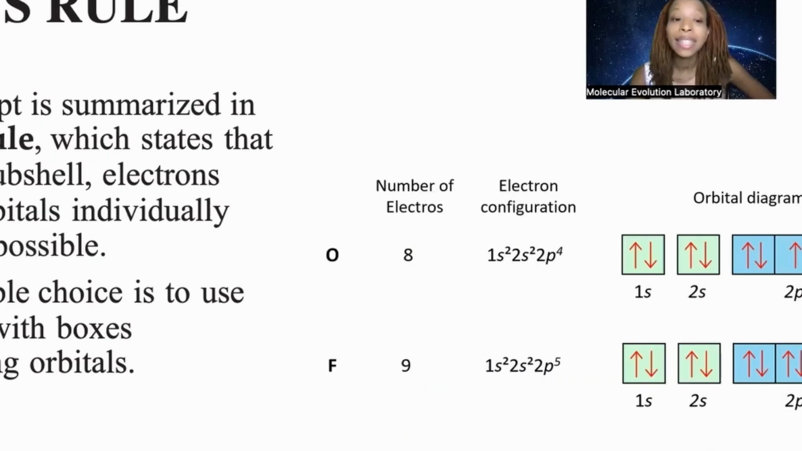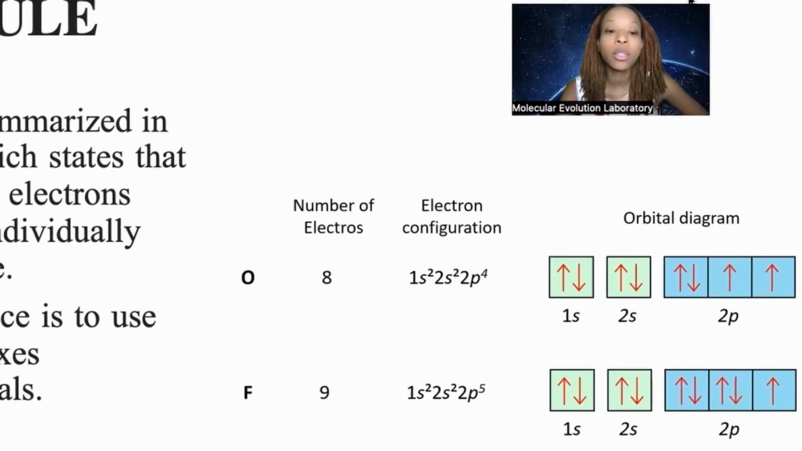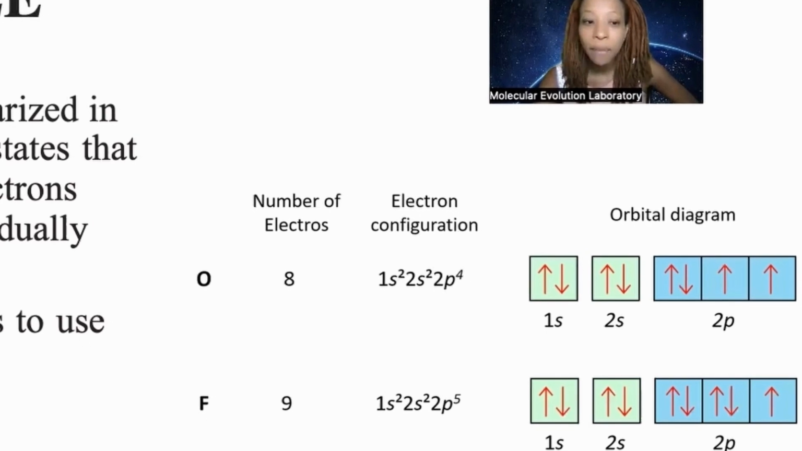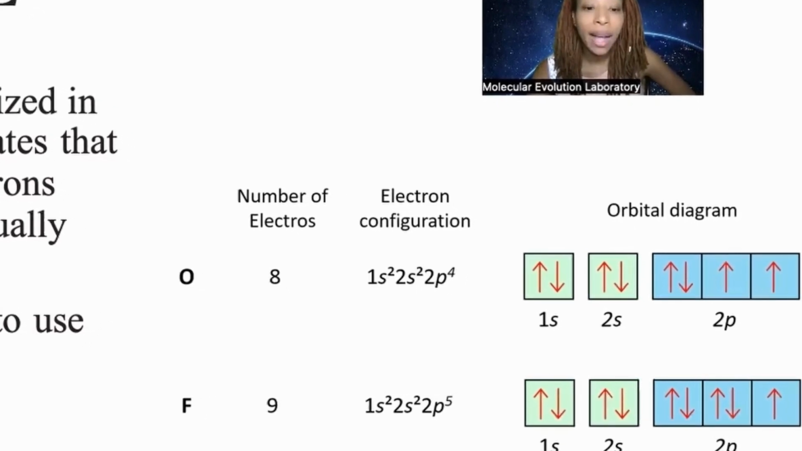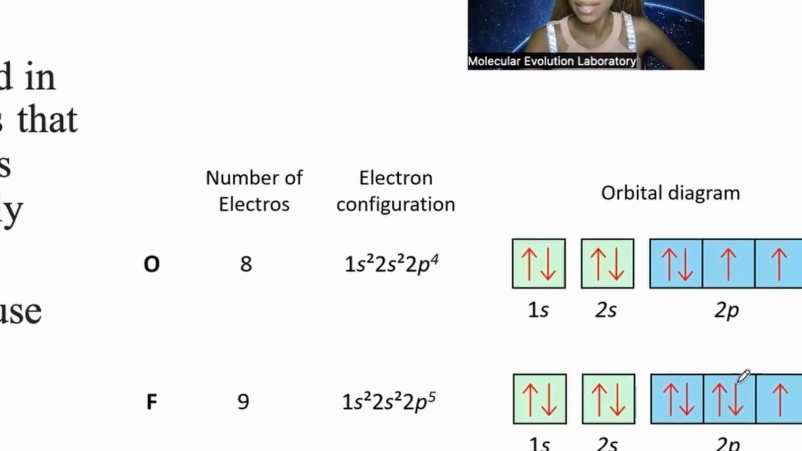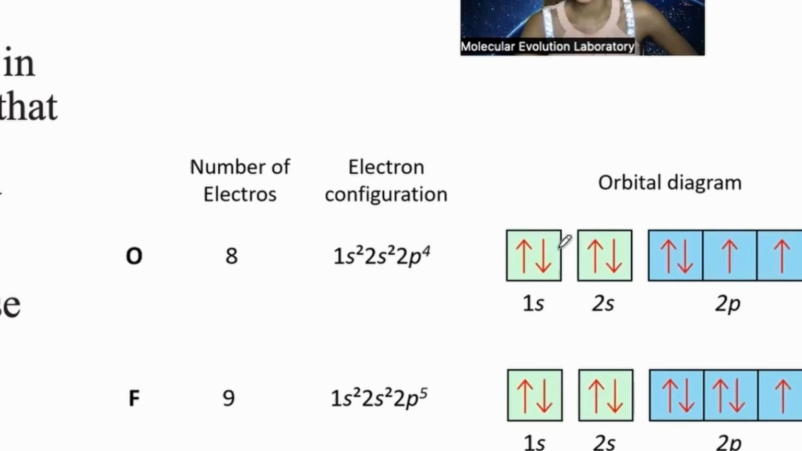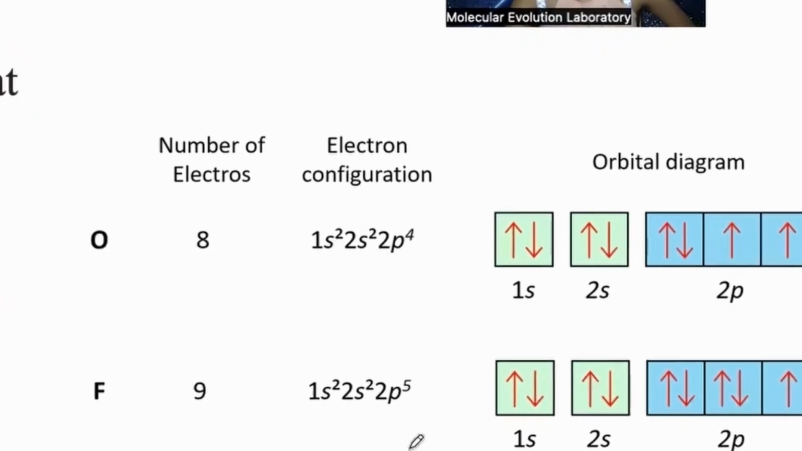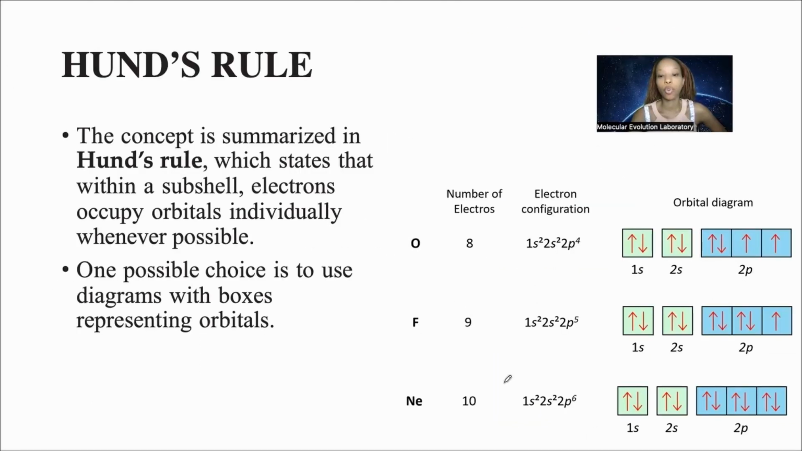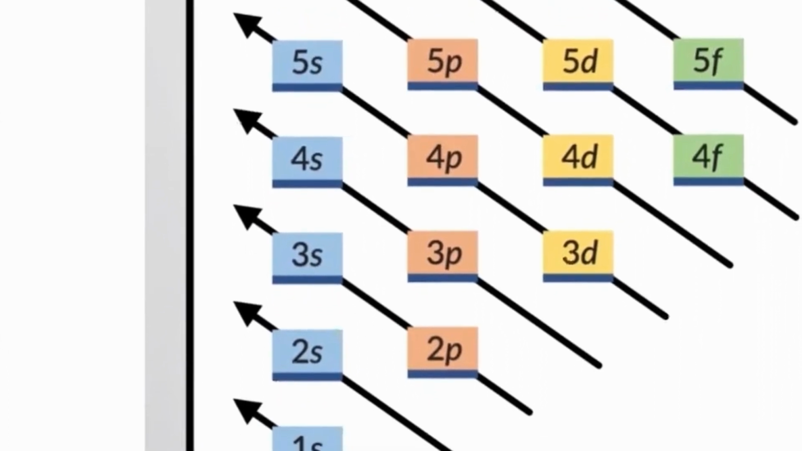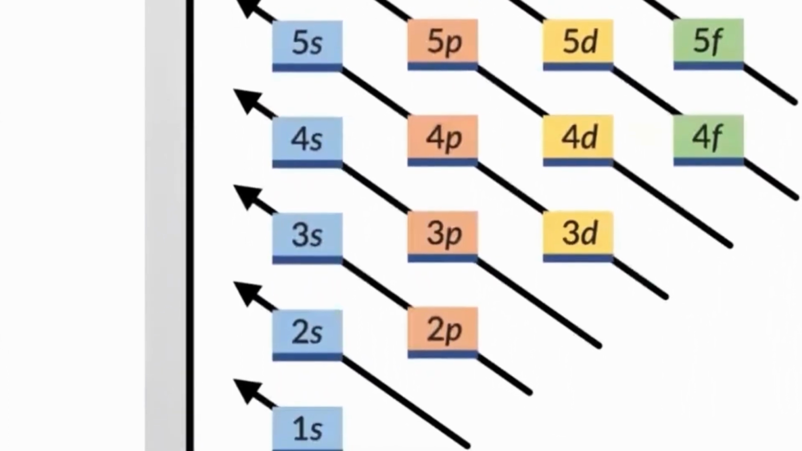The concept is summarized in Hund's rule. This states that within a subshell, electrons occupy orbitals singly whenever it's possible. One possible choice is to use diagrams with boxes representing orbitals, as you can see represented here. This basically represents the electrons in the respective subshell as well as the orbitals for oxygen, fluorine, and neon. Another option is to identify the individual orbitals with subscripts such as p x, y, and z.